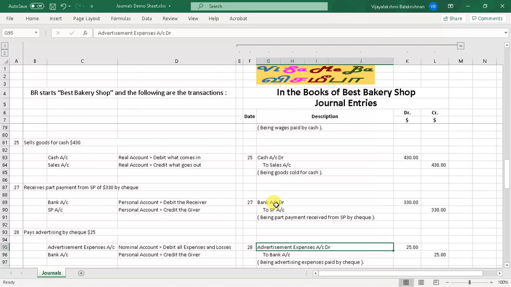You means you're the accountant of Best Bakery Shop, and we are preparing the journals for Best Bakery Shop. So whenever we are preparing for a company, we should stand in the company's shoes and prepare the journals. So the payment for these expenses is paid by the bank. So advertisement expenses account debit to bank account, being advertisement expenses paid by check.